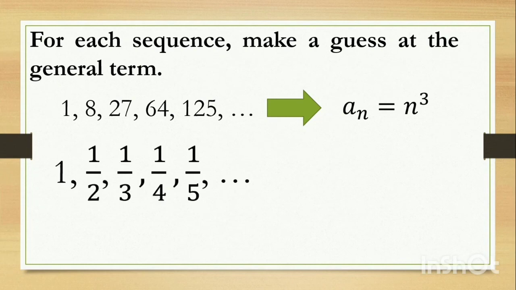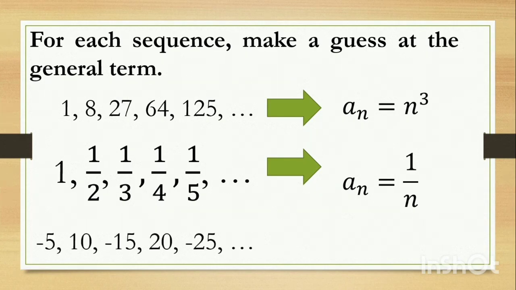Next, I have 1, 1 half, 1 third, 1 fourth, 1 fifth. So, what do you think is the general term? Okay, kung mapapansin nyo, the denominators just increase consecutively. So, nag-i-increase lang siya na magkakasunod. Pag sinabi natin consecutive, magkakasunod. Okay, so therefore, the general term is a sub n is equal to 1 over n. Kung ano yung term niya, kung pang ilang term siya, that is the denominator.